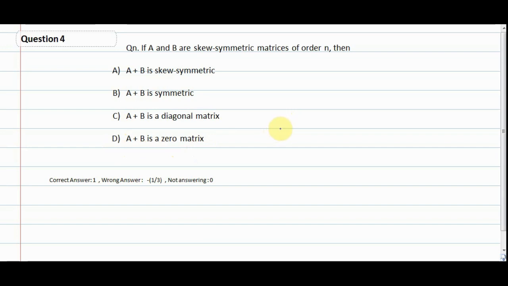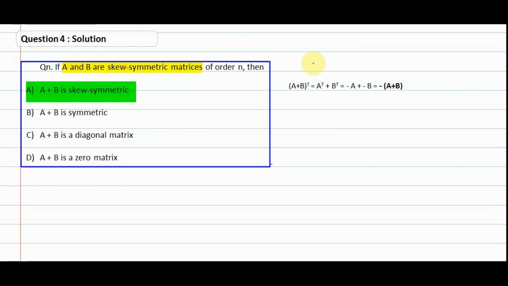Okay, now if you have solved the question, you may check your answer. Here the right answer is option A. A plus B is skew symmetric. Okay, let's see how to solve this. Here in the question, it is given that A and B are skew symmetric matrices. So it means that A transpose will be equal to minus A and B transpose will be equal to minus B. Now to check the validity of the first statement, A plus B is skew symmetric, what we can do is we may take transpose of the expression A plus B and we may try to simplify that to check whether A plus B is skew symmetric or not.